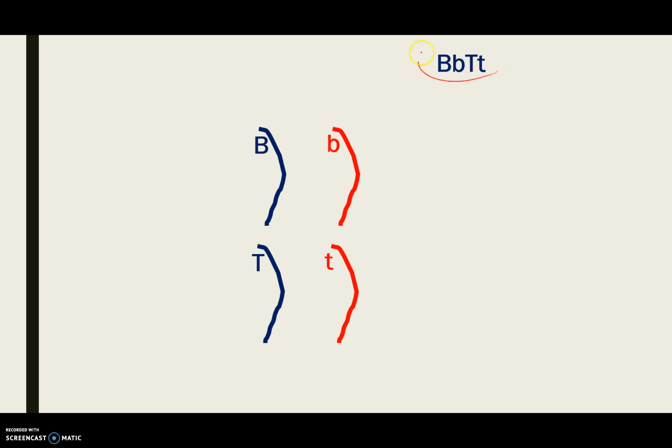Oh, sorry, I forgot to mention here, this person is a dihybrid. They're heterozygous for both of these traits. So when you see this in a genetics problem, this is really what you're looking at.